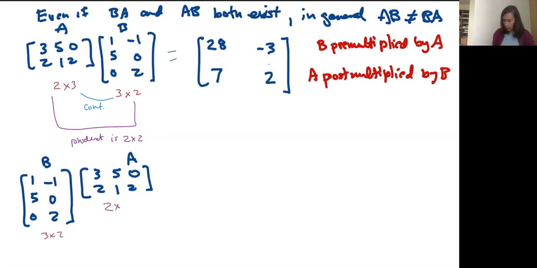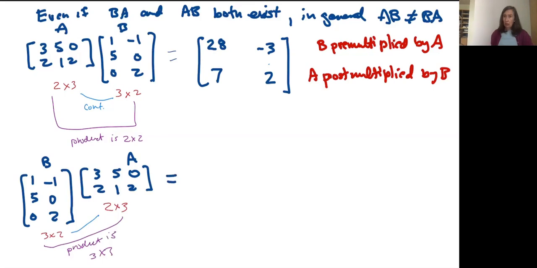A is still 2 by 3. These numbers match. That's good. The outer numbers say that the product is 3 by 3. All right. So we're expecting now to get a bigger matrix for this product, for B post multiplied by A, or if you want to say it the other way, A pre multiplied by B.